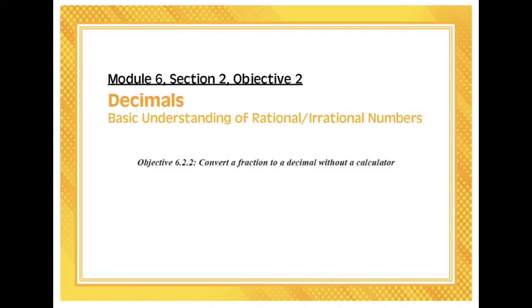Module 6, Section 2, Objective 2. We're going to convert a fraction to a decimal without a calculator. So this is the other way around from Objective 1.